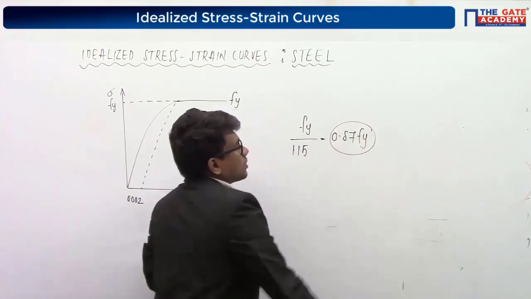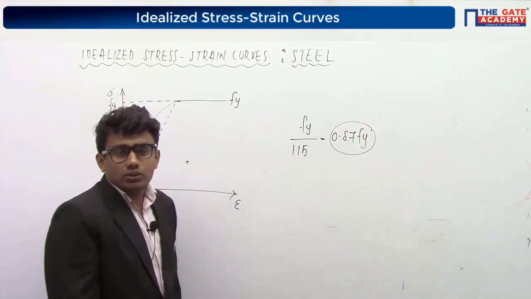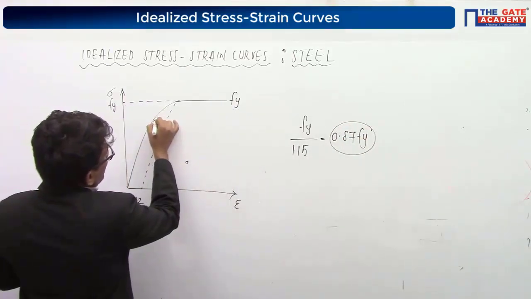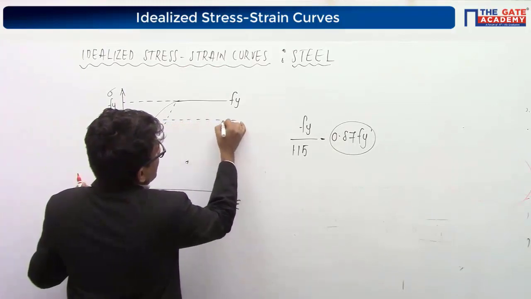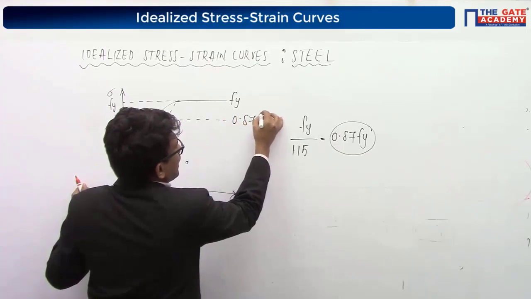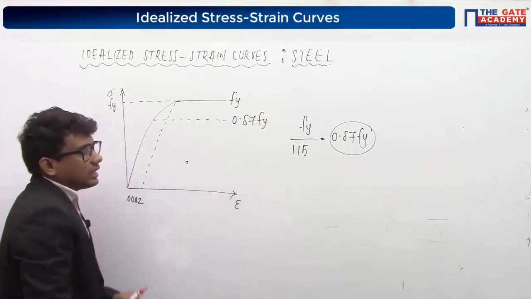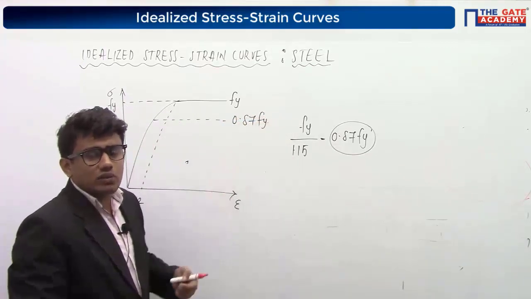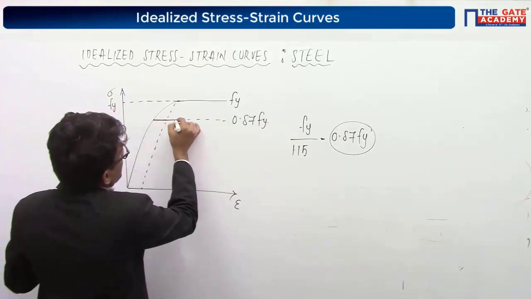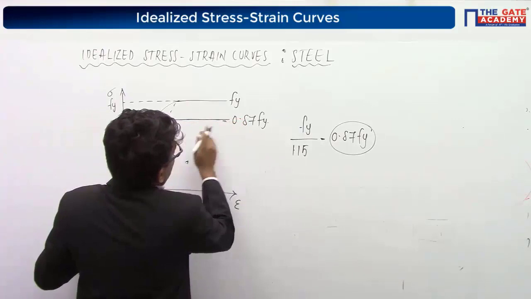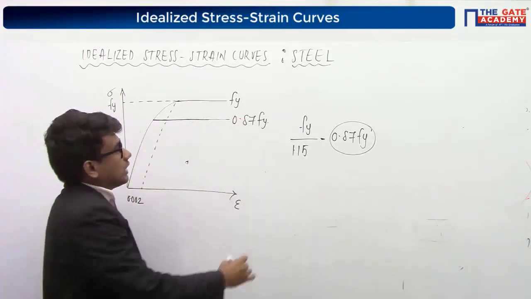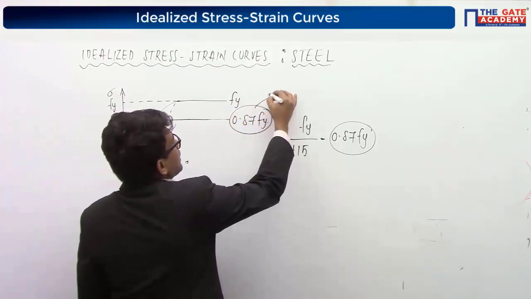0.87 Fy, which is known as the design strength of the steel. So we will be getting it somewhere around here, which is our 0.87 Fy. How am I getting this? I am getting this by dividing this yield strength by the partial safety factor for material. This will be our strength value for the design, that is 0.87 Fy.